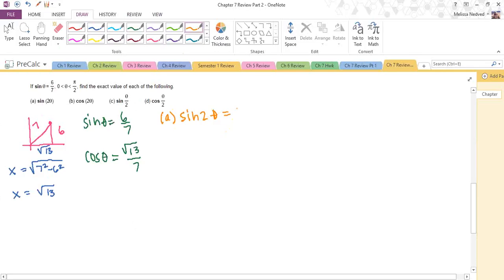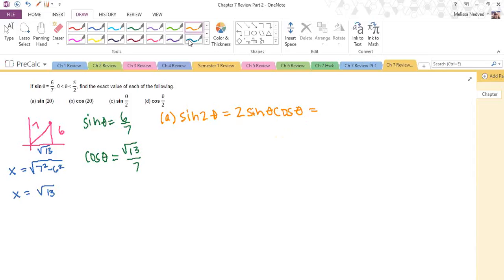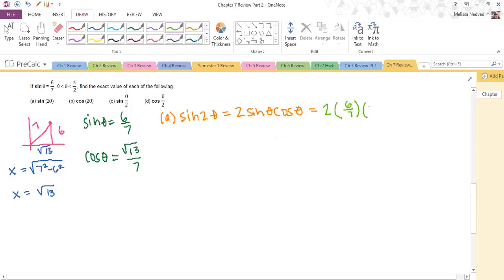And that tells us that sine of 2 theta is equal to 2 times sine theta cosine theta. That's one I would recommend having written down. Now, I don't know what theta is. I don't know my angle, but I actually do know the sine theta and the cosine theta value. So I can do a substitution there. 2 times sine theta is 6/7. Cosine theta is root 13 over 7.